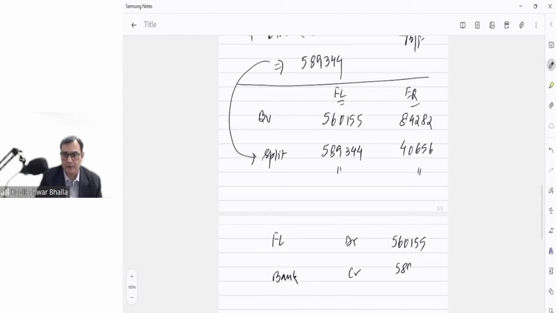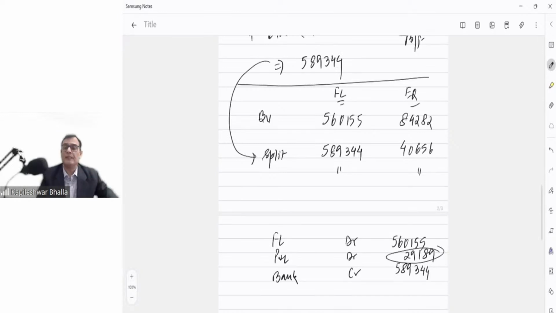So we're going to get a balancing figure in this particular case, and the balancing figure is going to be taken to the profit and loss account. This represents the loss on settlement of the debt component. So we can say that this is a loss which we got on a debt settlement. So 589,344 minus 560,155. We're getting a balancing figure of 29,189.